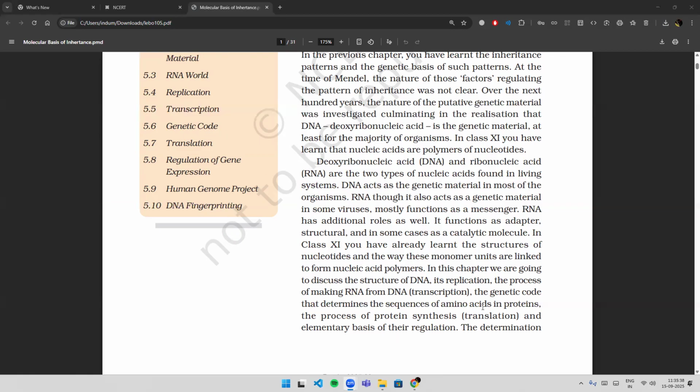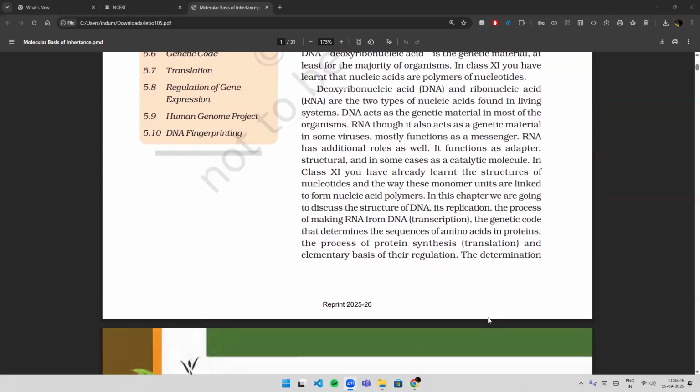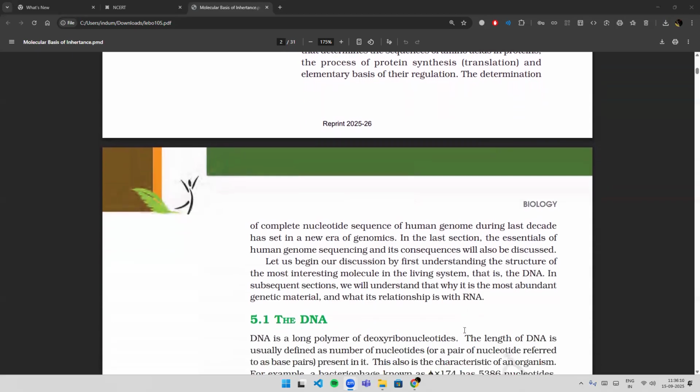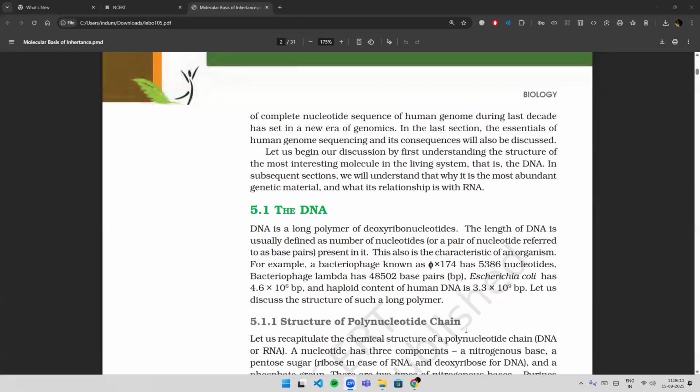In class 11, you have already learned the structures of nucleotides and the way these monomer units are linked to form nucleic acid polymers. In this chapter, we are going to discuss the structure of DNA, its replication, the process of making RNA from DNA, transcription, the genetic code that determines the sequences of amino acids in proteins, the process of protein synthesis, translation, and elementary basis of their regulation. The determination of complete nucleotide sequence of human genome during last decade has set in a new era of genomics.